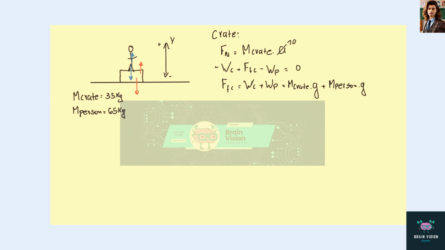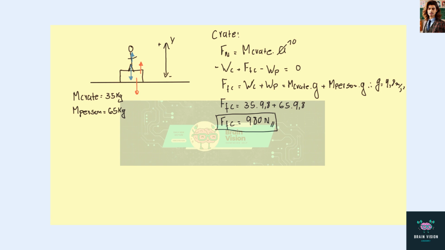Considering that the acceleration of gravity is approximately 9.8 meters per second squared, we get that the force that the floor exerts on the crate is equal to 35 times 9.8 plus 65 times 9.8. This results in a force exerted by the floor on the crate of 980 newtons. This is the force that the floor exerts on the crate.